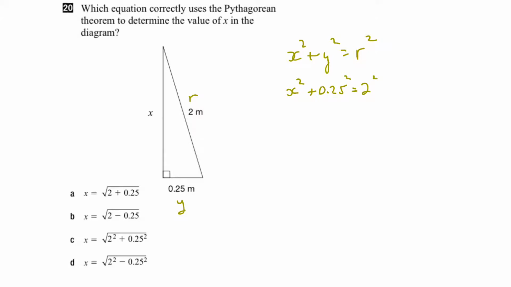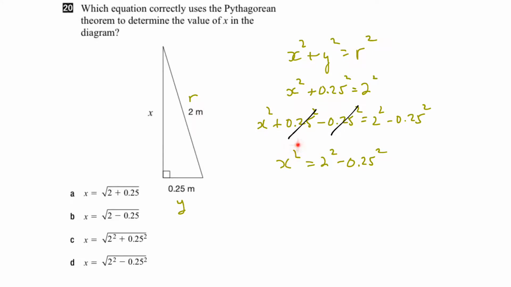Then what we have to do is solve or rearrange this equation for the unknown variable x. So first, let's move this 0.25 squared to the other side. And so what we'd have to do is subtract 0.25 squared from both sides. So that would cancel on this side, and we're left with x squared equals 2 squared minus 0.25 squared.